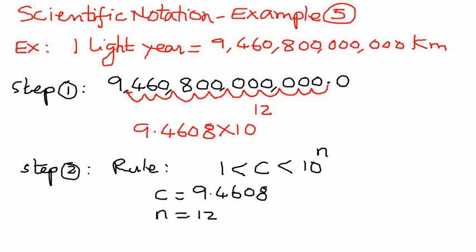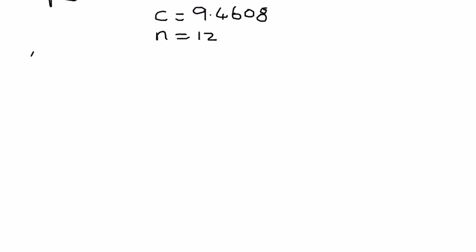Let us look at another example. In this example, we want to express a very large number in scientific notation as well. The distance from Earth to Sun is approximately 93 million miles. We want to express that in scientific notation.